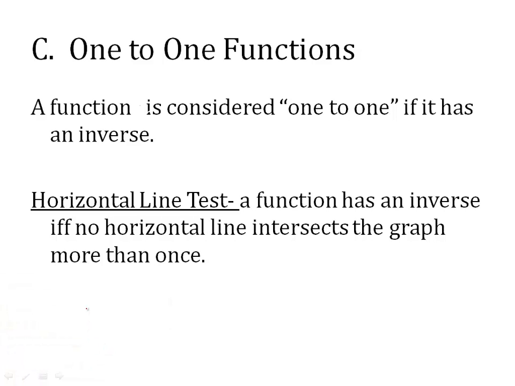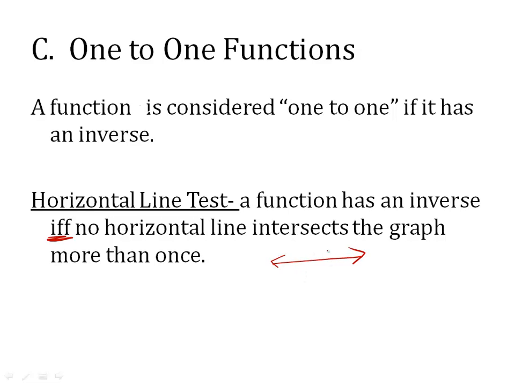Okay, one-to-one functions. A function is considered one-to-one if it has an inverse, if it exists. How do you know? Well, it's a very simple test. It's called the horizontal line test. It says a function has an inverse if and only if no horizontal line intersects the graph more than once. Similar to your old vertical line test, the horizontal line cuts this way.